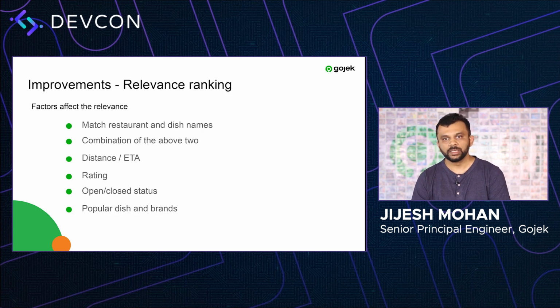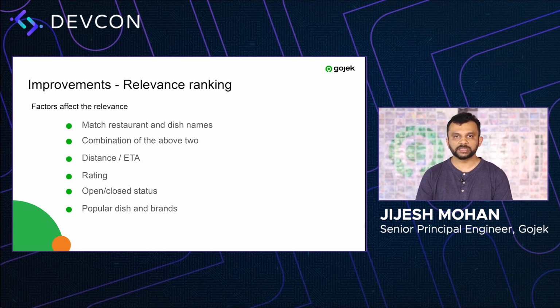Relevance ranking means that instead of sorting the results by distance, we need to consider other factors for the result sorting. Some of the factors we considered are restaurant name and dish names, or a combination of both. Earlier we displayed results for restaurant and dish as separate tabs, and that may not work in most cases. Also, users are not going through the second tab, the dish tab, from our data analysis.